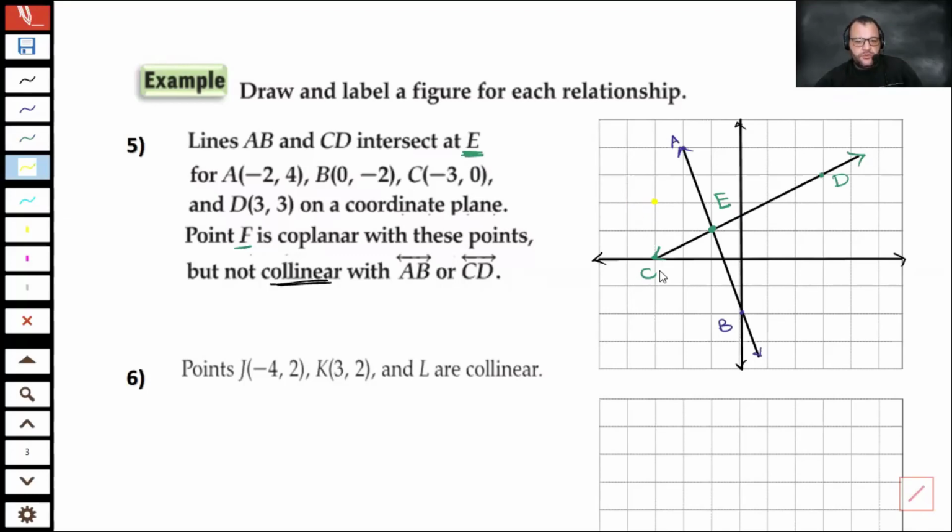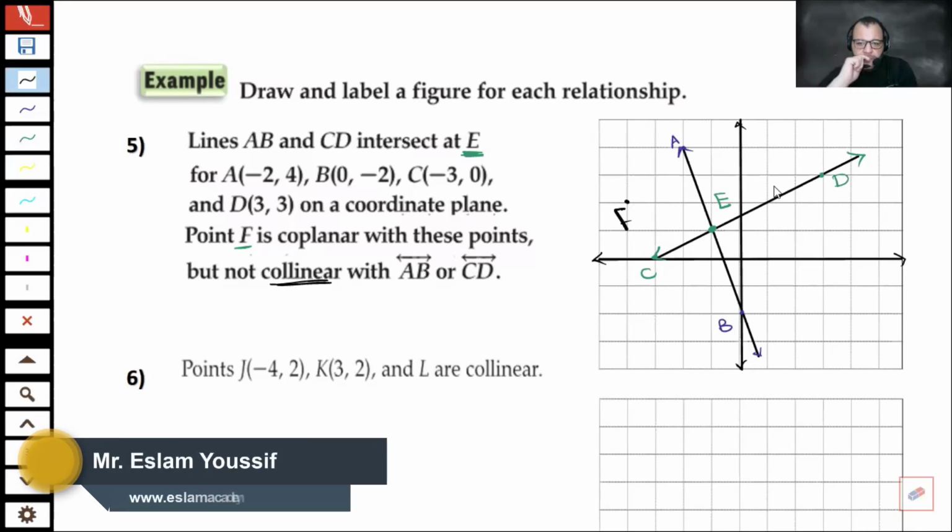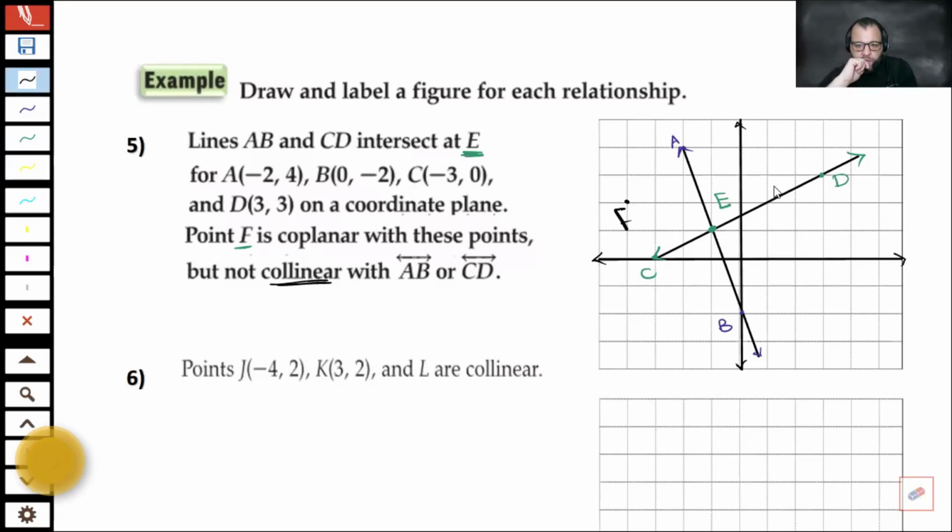I will change the color to be clear. You can draw the point F here, or at this place, or anywhere. You can choose any place, but the main point is that the point F does not lie on the same line with AB and CD. So F must be only one point. You understand it? So it means we can draw F anywhere, but only one time, and not on the same line with AB and CD. Any problem? No. Okay.